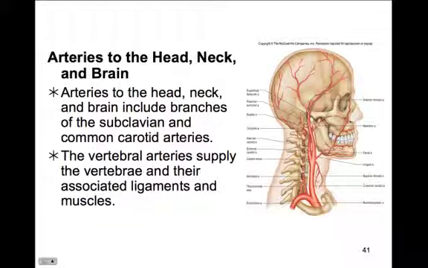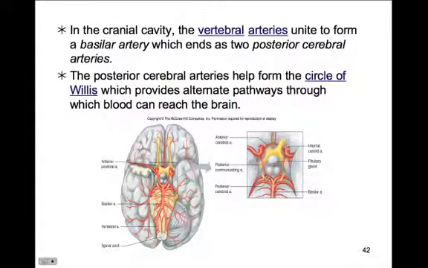Next, let's look at the head, neck, and brain. Arteries to the head, neck, and brain include branches of the subclavian and common carotid arteries. Here you can see the subclavian and the common carotid artery. Remember, on the right side, they branch off of the brachiocephalic artery, but on the left side, we go directly into subclavian and common carotid. The vertebral arteries will branch off and supply the vertebrae and their associated ligaments and muscles. How do we supply the brain with blood is the main question.